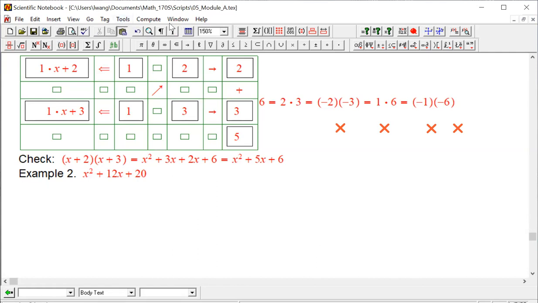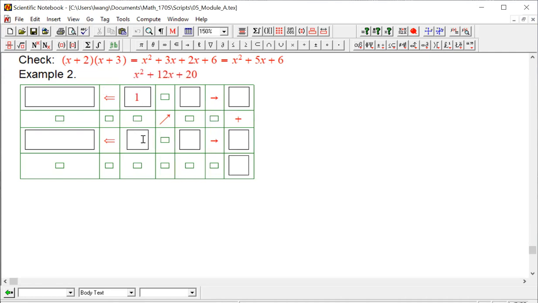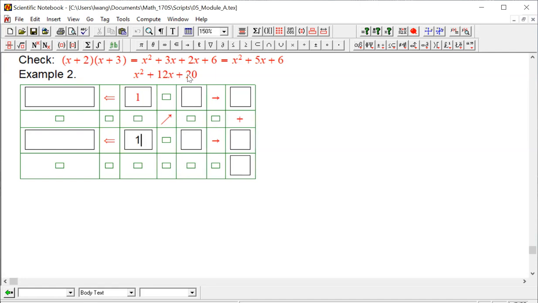Right here. Okay, so let me clean up this right here. And we're going to factor, going through the same process. Okay, so once again, 1 equals 1 times 1. And 20, well, 20 can be written in many different ways.